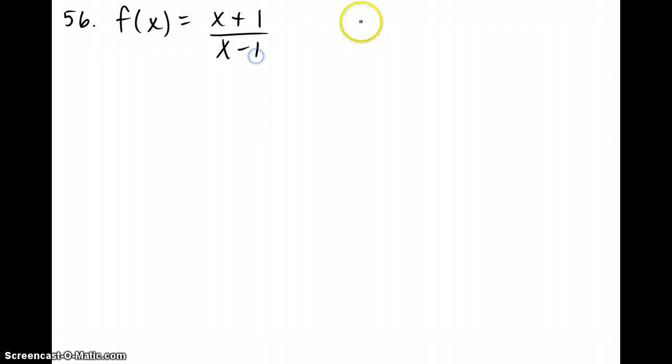Okay, so for the next set of problems, 55 to 58, I'll do the even ones. 56, this is the function, f of x equals x plus 1 over x minus 1, and you're given the point 1/2, negative 3, and it asks you to find the equation of the tangent line at the given point.